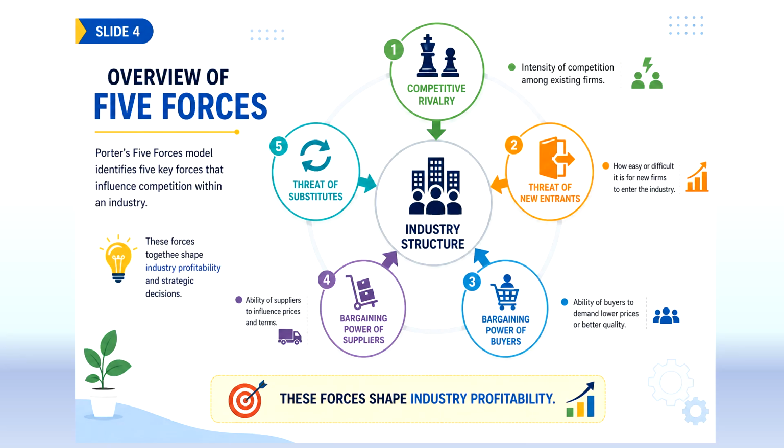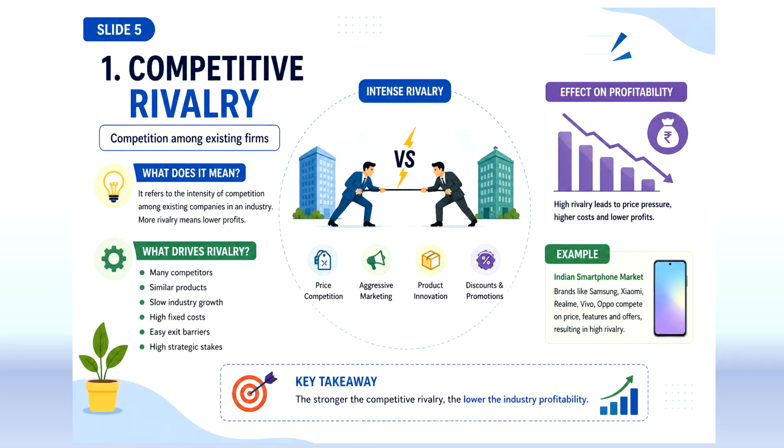enter the market. The third and fourth forces are the bargaining power of buyers and suppliers, which affect pricing and profitability. Finally, the threat of substitutes represents the availability of alternate products in the market. Together, these forces shape industry profitability and help organizations design effective strategies.